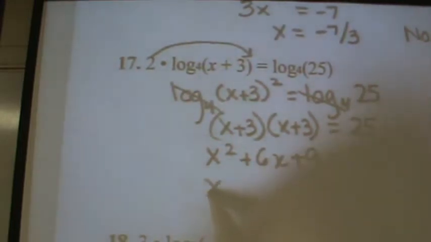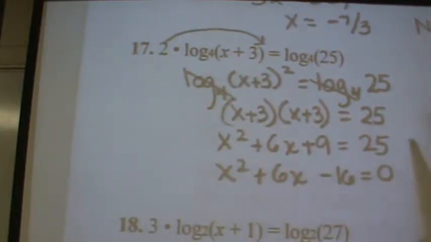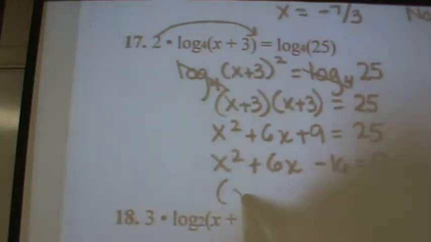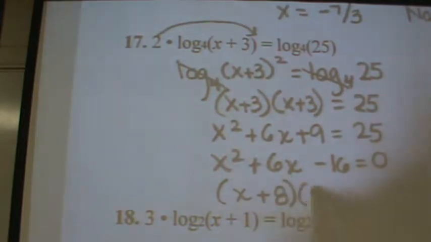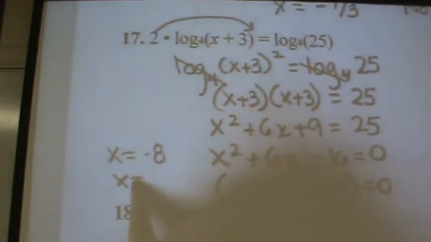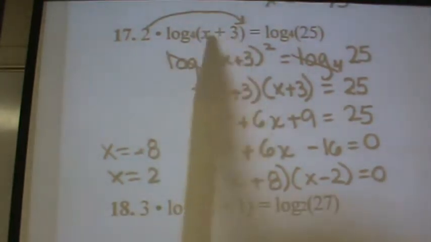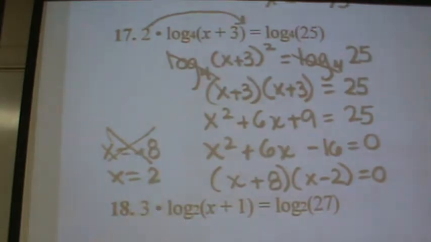Subtract 25. This is going to be 16, right? And then x plus 8, x minus 2 are my possible factors, or possible solutions, I should say, are negative 8 and 2. And it looks like negative 8 is going to give us a negative number here. So we're going to cross that one out and say x is 2. Checking our answer, it is correct.